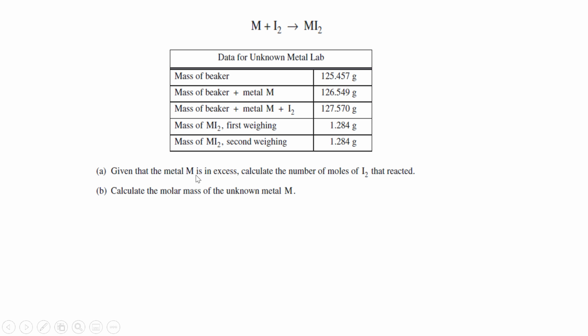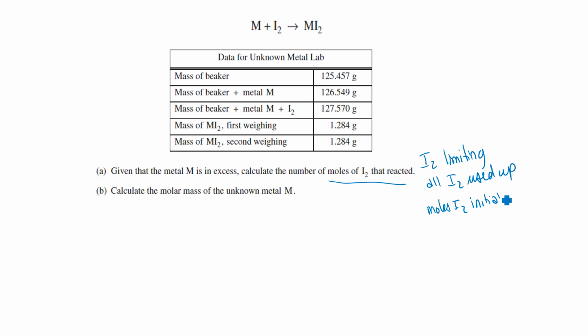So the question is, given that metal M is in excess, calculate the number of moles of I2 that reacted. Well, we know that I2 is limiting, right? And they made it very clear that all the I2 got used up. So if we're trying to figure out the moles of I2 that reacted, that's going to be the same as the moles of I2 that were initially added to the beaker, because they said all of the iodine gets used up. So really we just have to figure out how much iodine we initially added to the beaker.